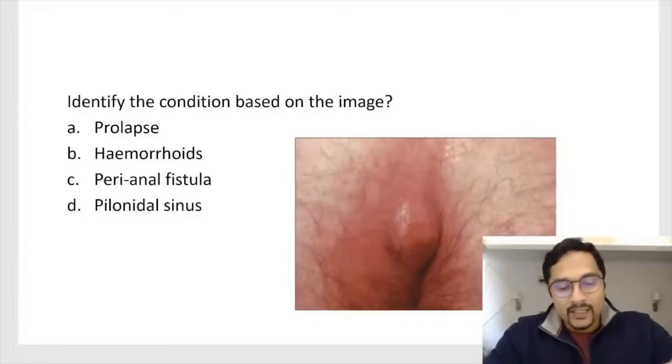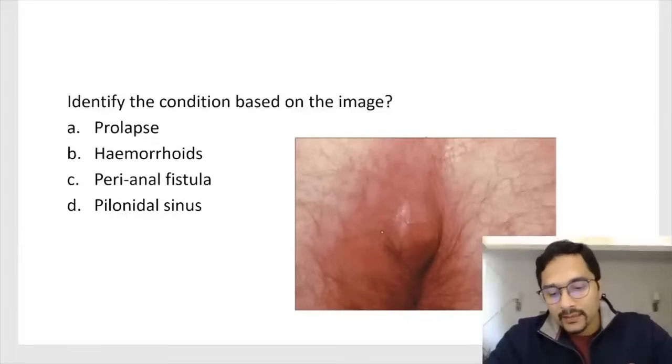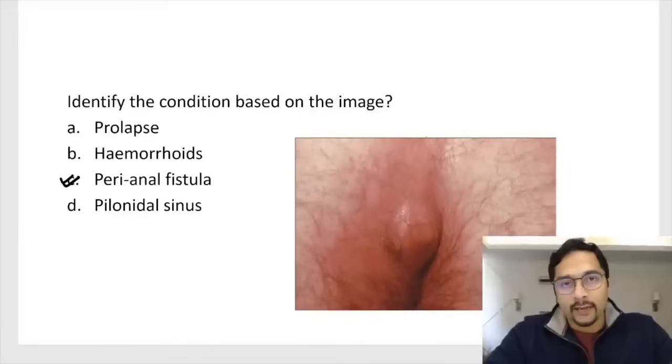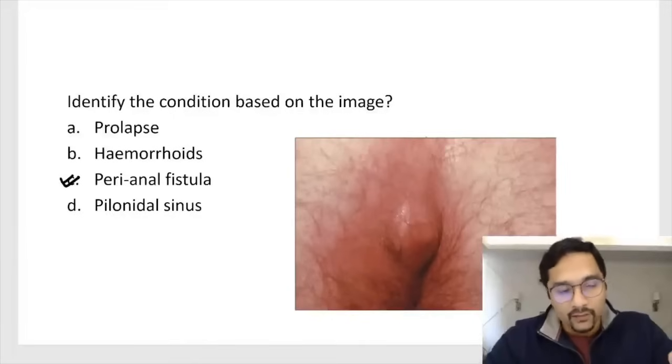So the next question is, identify the condition based on the image. Like I said, this one question from perianal disorders is definitely asked. And you can see that there is an abscess here and there is pus discharge. So if a perianal abscess forms and then it starts discharging, that becomes a perianal fistula. So if you don't drain an abscess properly, it becomes a perianal fistula.